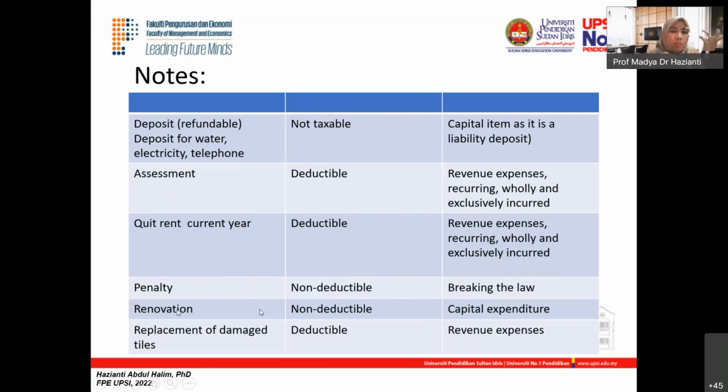So tak ada. Renovation non-deductible juga sebab capital expenditure. Kalau replacement of damaged tiles, deductible. Which means you dapat sewa 5,000 but you belanja 1,000 untuk repair tiles. So 5,000 can tolak 1,000. So the amount yang kena cukai is 4,000 sahaja. Itu maksud deductible dekat sini.